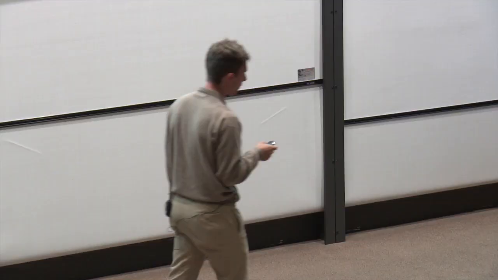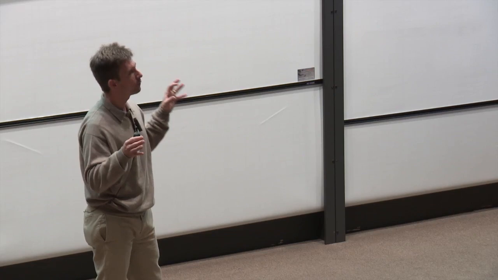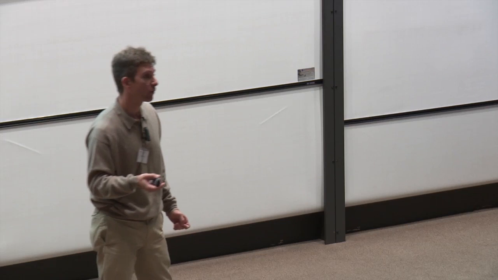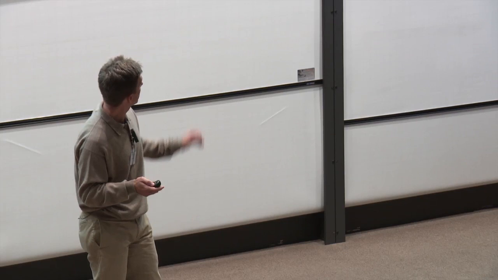So imagine now that you have two large bells and they're connected by a thin bar. The bell region should contract roughly like a sphere, at least for a short amount of time. On the other hand, the bar should look like a cylinder. Both of those things contract in a finite amount of time, where the time is given in terms of the initial radius. If you make the bells large enough, they will still be around by the time the cylinder should have contracted. And so this is exactly what happens in this example.